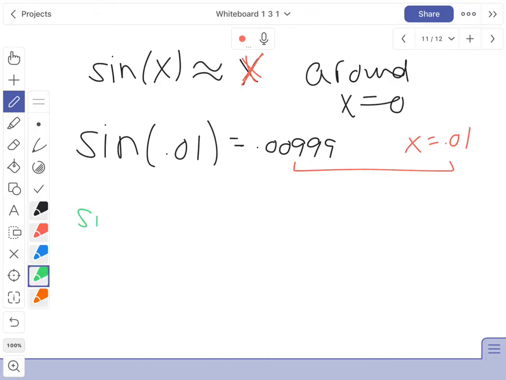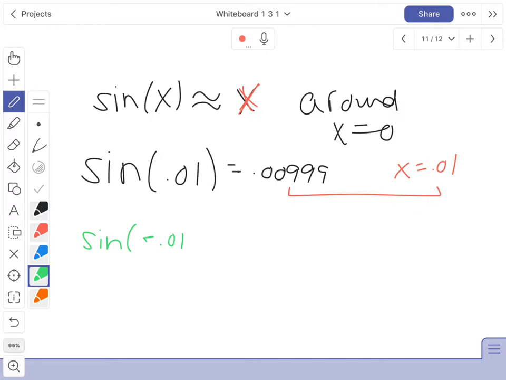Let's do something else pretty close to 0. Like let's do negative 0.01. Let's see what that does. So the sine of negative 0.01 on my calculator comes out to be negative 0.00999, obviously. And if I put in the x value, just using the approximation, it would have been negative 0.01. Those are really close. Now what we should see is this approximation is only good around x equals 0.